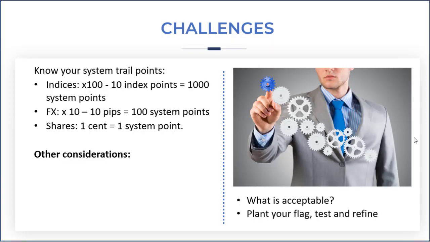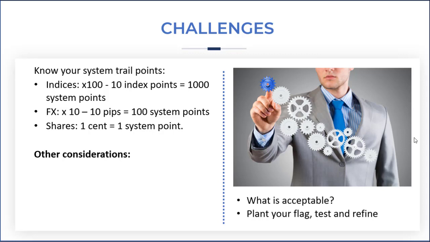Now, the challenge with this is, first of all, as we've already indicated, to know your system trail points. So with indices, we are talking put in your points times 100. So if you wanted it to move 10 index points, we put it on the system as 1,000.